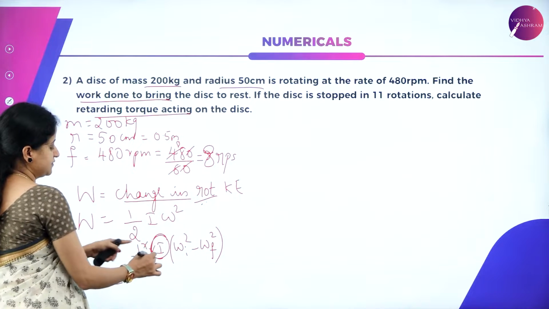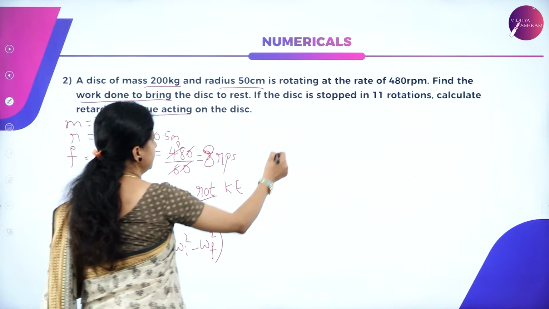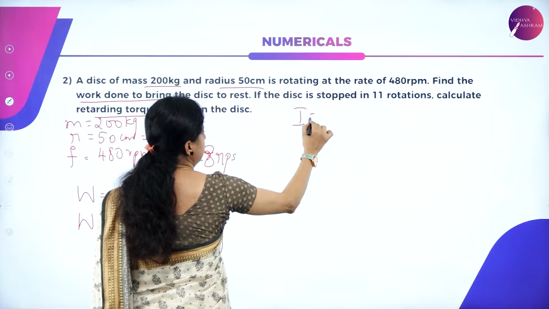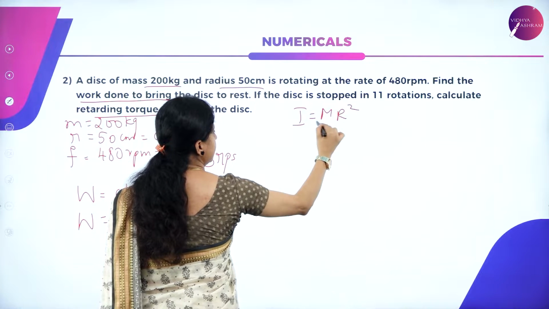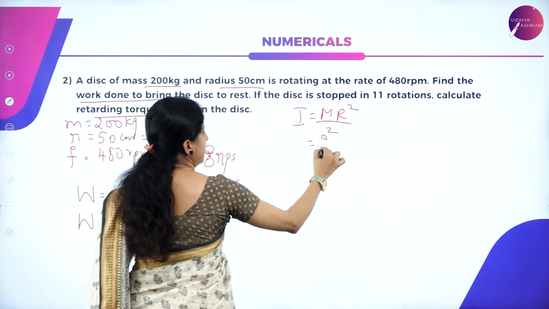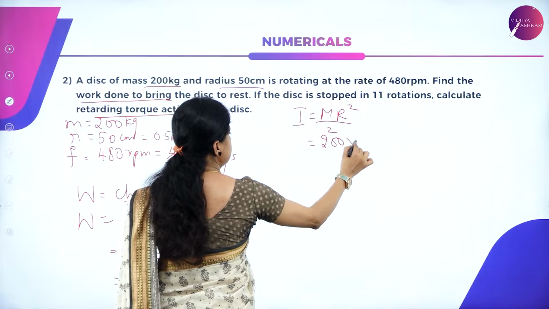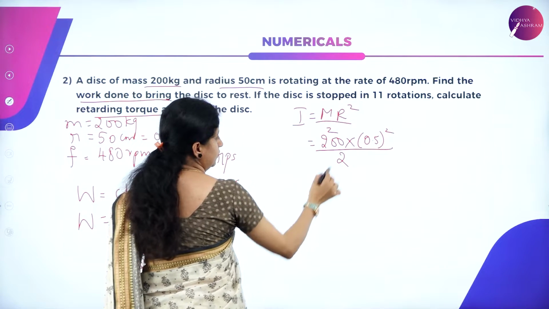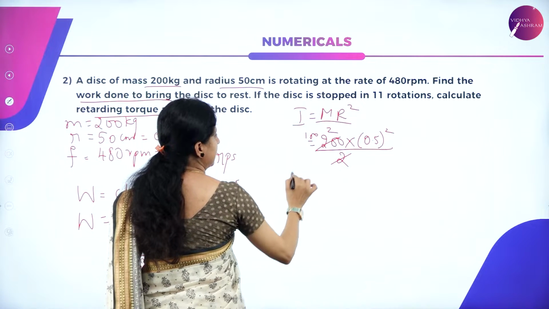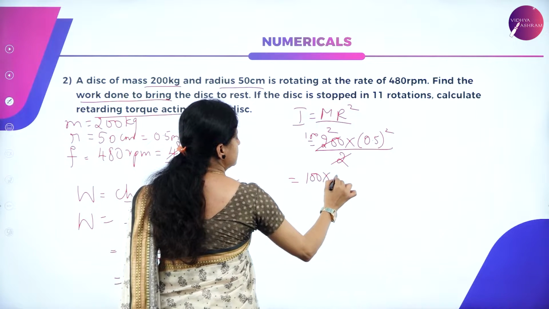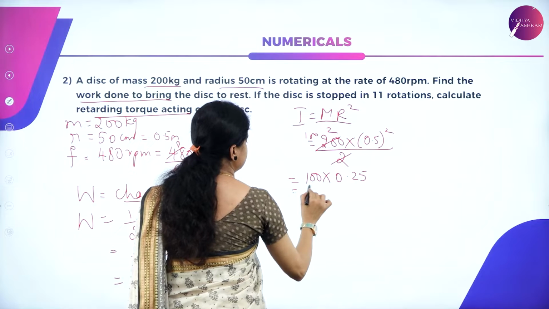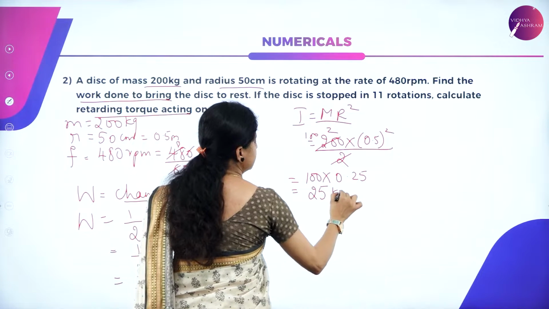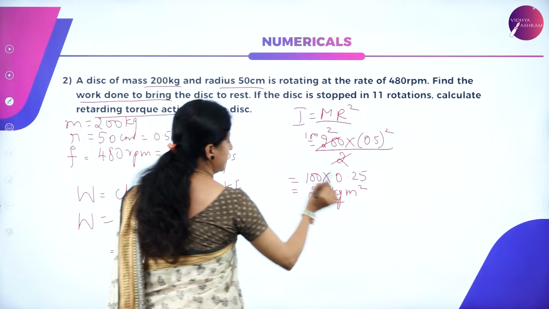To substitute in this formula, we must know the value of I, right? So the formula to find I is mr square divided by 2. What is m? The mass, that is 200 kg, and r square is 0.5 the whole square, divided by 2. So we can cancel this, we'll get 100. So 100 into 0.25 will give us the value 25 kg meter square. So this is the value of I.